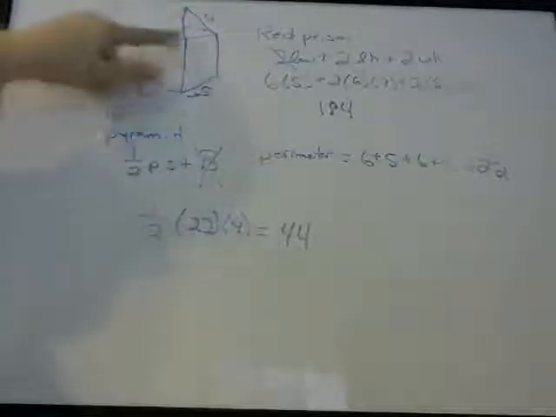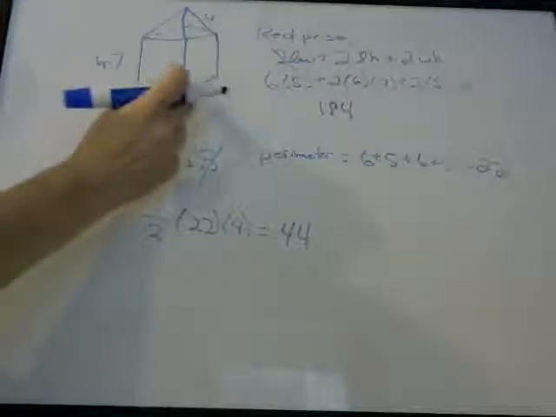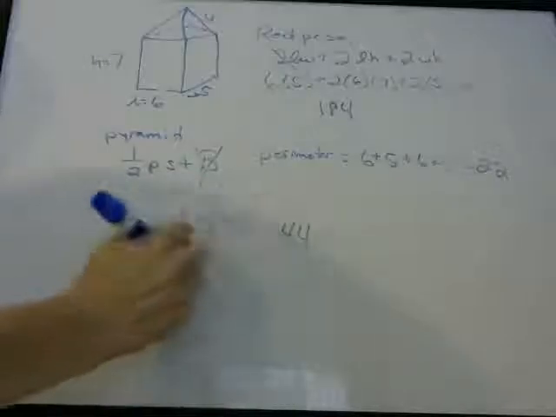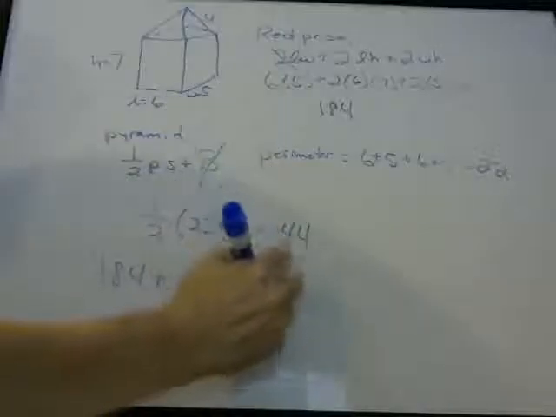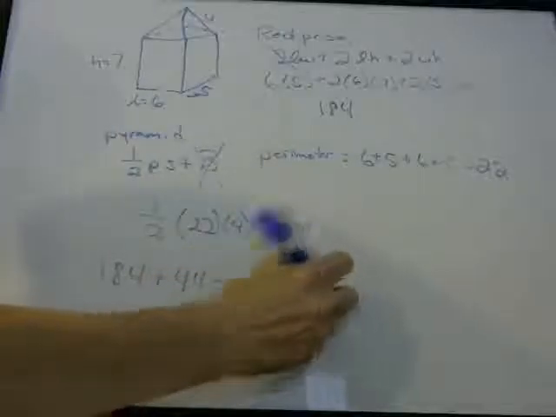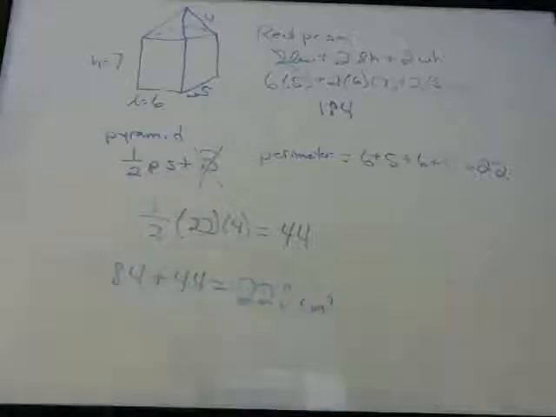We don't need the base. So the rectangular prism, the outer edges is 184. The pyramid is 44. So our total surface area is 228. If this was in centimeters, it's centimeters squared. Remember, area is always in square units. So that would be the answer for this.